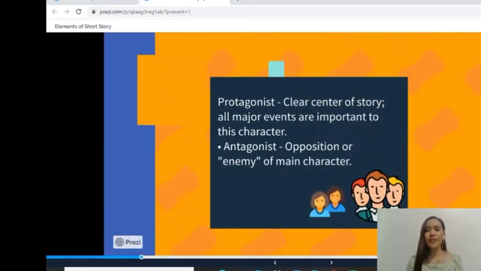And we have here the protagonist, the clear center of the story. All major events are important to this character. And compared to the antagonist, the opposition, or enemy of the main character. The protagonist is the one who is the center of the story, and the antagonist, the opposition, or the enemy. In Tagalog, we have here the kontrabida, sa ating bida. Something like that.